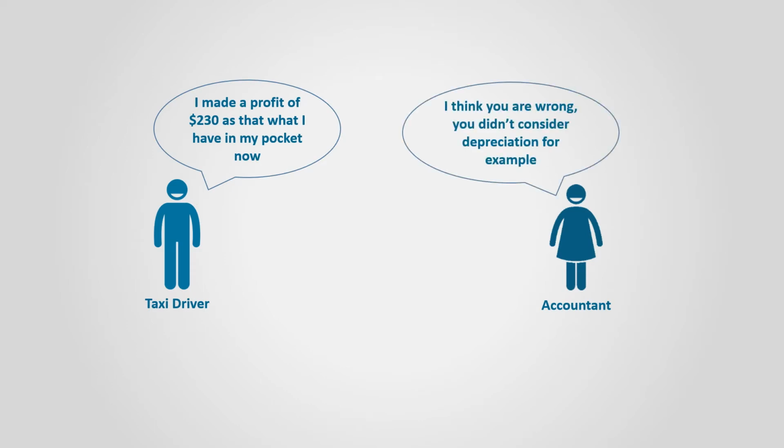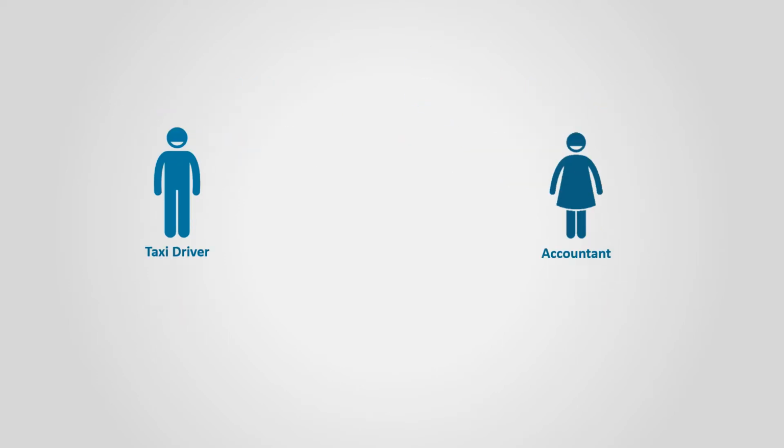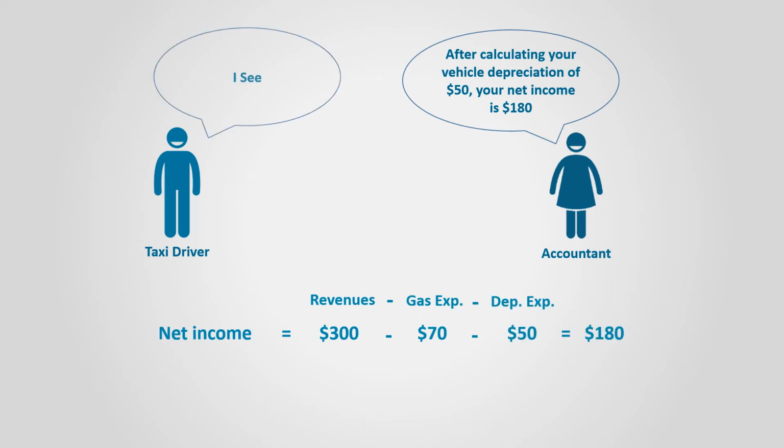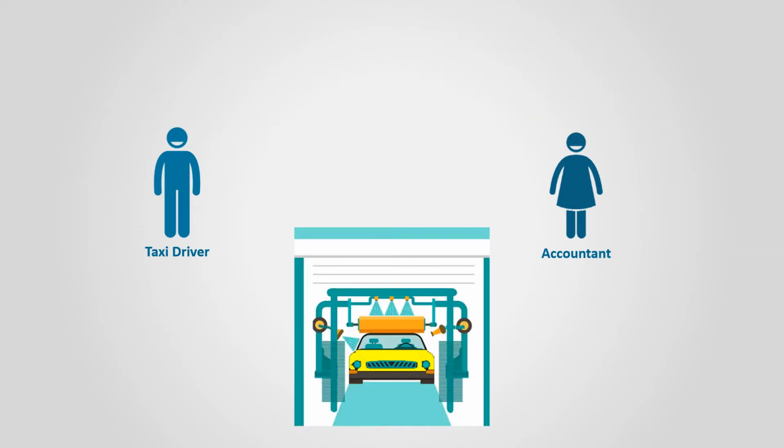However, he met his accountant friend, who told him that he is wrong. The accountant explained that there are other expenses that are not paid in cash but are still expenses, such as depreciation expense. The accountant calculated the depreciation expense for the vehicle to be $50, and hence the net income is $180. There could also be expenses that are not paid in cash but are still expenses on the accrual basis of accounting, though not on the cash basis.